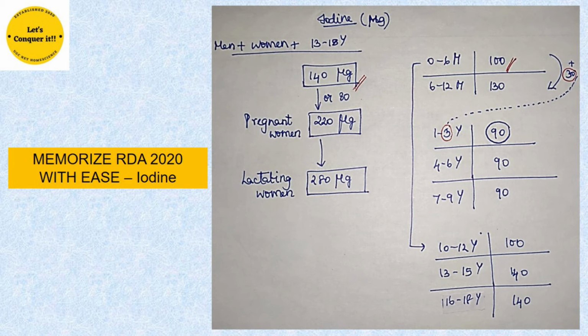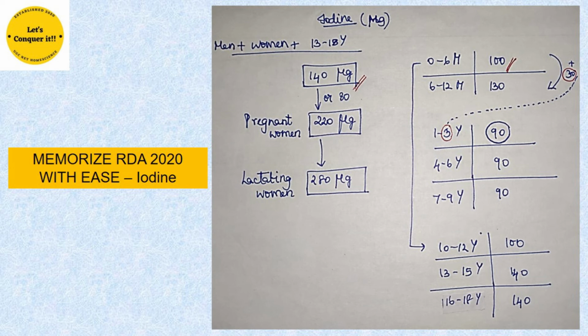Now the other value that you will have to remember is the 0 to 6 months old value, which is 100. It's a very easy value to remember, so there shouldn't be much problem. So for a baby in the age group 0 to 6 months, the iodine requirement is 100 micrograms. Now to get the value for 6 to 12 months old, we just have to add 30. 100 plus 30 gives us 130.